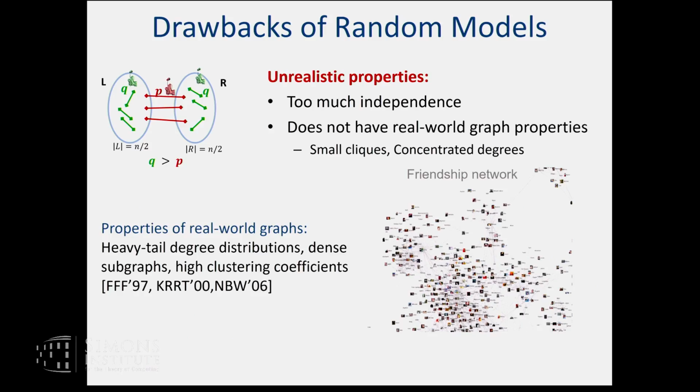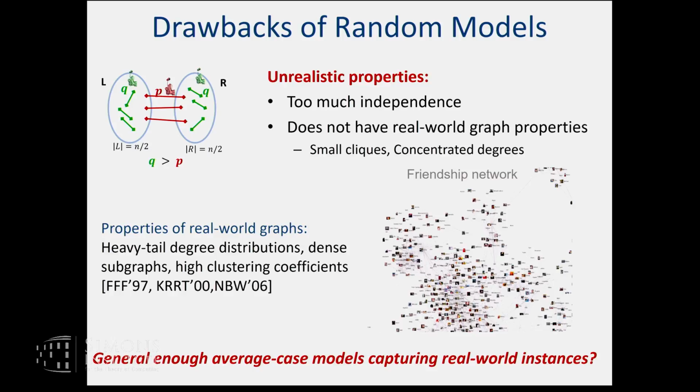Okay, and finally, just as Sanjeev was mentioning, stochastic block models or these kind of simple random models do not have the kind of properties that real-world graphs do, because they assume a lot of independence. Real-world graphs, for instance, have heavy tail degree distributions or dense subgraphs, large cliques, and so on. These are not properties exhibited by the stochastic block model or simple random graphs. So you want more general average case models that can capture these real-world graph properties. You want to assume as little as possible about your average case model and still show good provable guarantees.